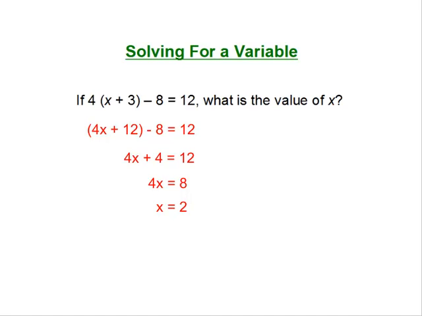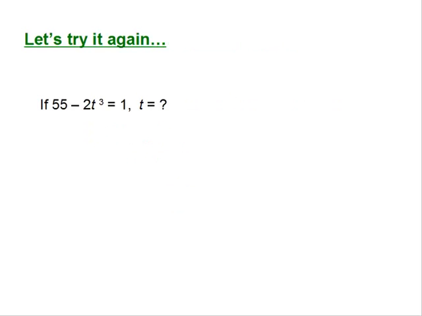If you've answered a question like this very quickly, take the few seconds to plug that 2 back into the very first original equation. So if we do that here, x plus 3 in parentheses is 5, and 4 times 5 is 20, minus 8, yep, that's 12, and we know we're right. All right, so try it again.